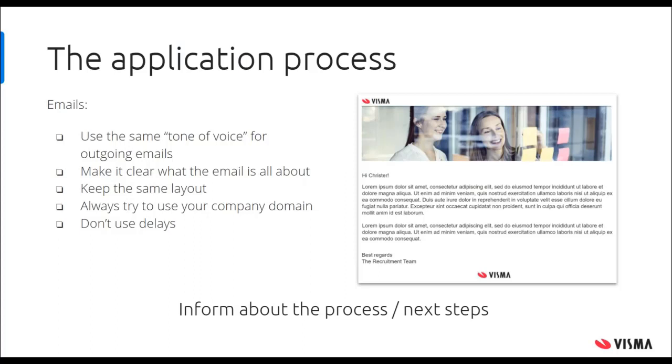Make it clear what the email is all about. So for example, in the subject, that is usually the first thing that you see when you receive an email. You see the subject. Make it clear what the email is all about. So for example, have a subject like your application in company XYZ. So the candidate can quickly understand, okay, this email is about that application that I did 10 minutes ago, for example, or this email is about an invitation to an interview for that company that I applied to 2 weeks ago.